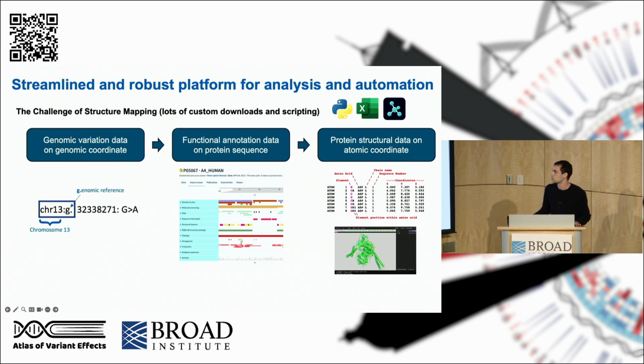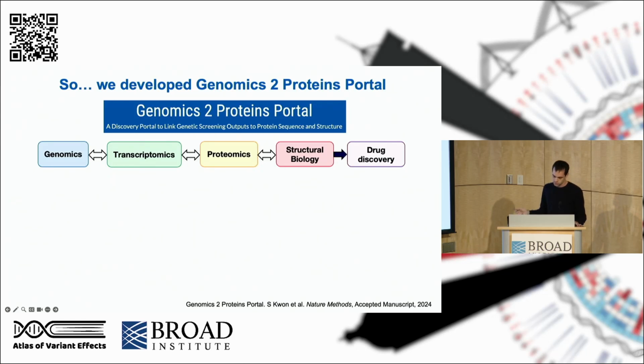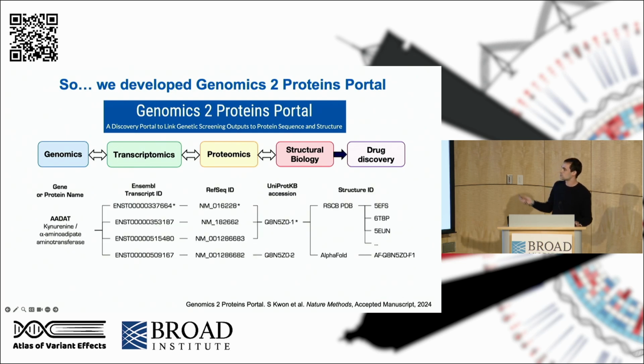So to address this, we need a tool that will integrate all of these data sources and allow us to easily map our variant data to protein sequence and structure. And to do this, we developed Genomics to Proteins Portal. Genomics to Proteins Portal is a platform that integrates gene, transcript, protein isoform, and protein structure data. And just as a quick example, we can see the ADAT gene here, and we see that it has 4 transcripts, a large number of crystal structures, 2 protein isoforms, and this new AlphaFold predicted structure.